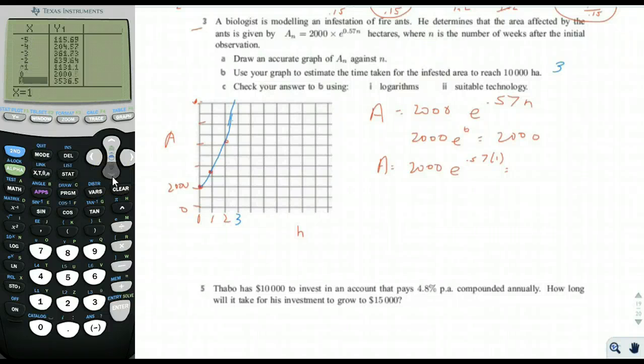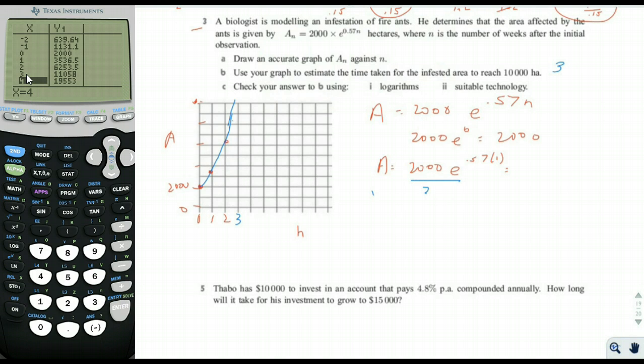So at 0, it has the value of 2,000, just like our graph says. And yeah, it looks like it should hit 10,000 right before 3, not at 3. It would be a little bit less than 3, but that looks pretty close. And then if we were going to use logs, we would take the natural log of both sides. Well, actually, first let's do this.